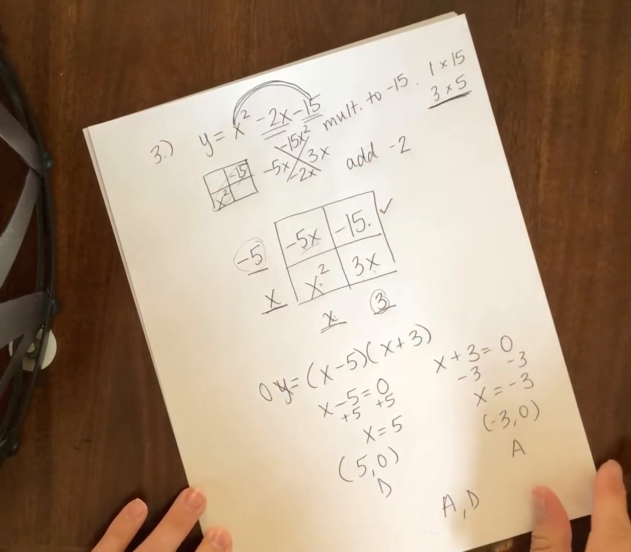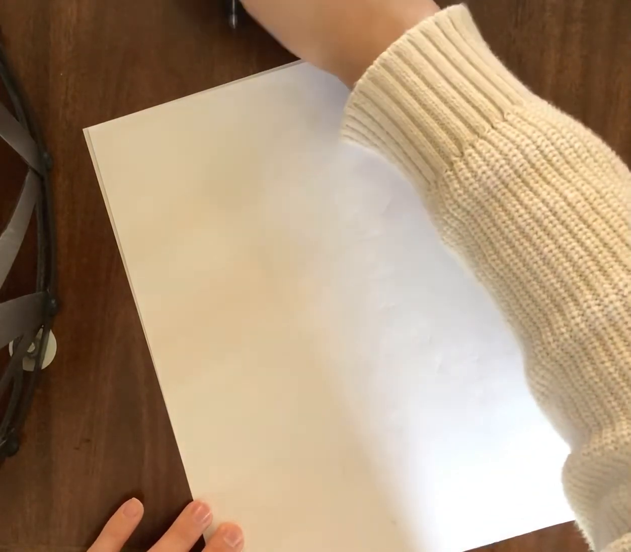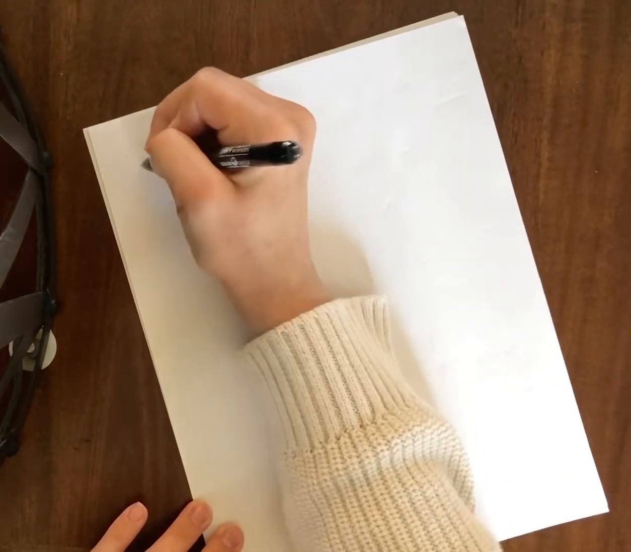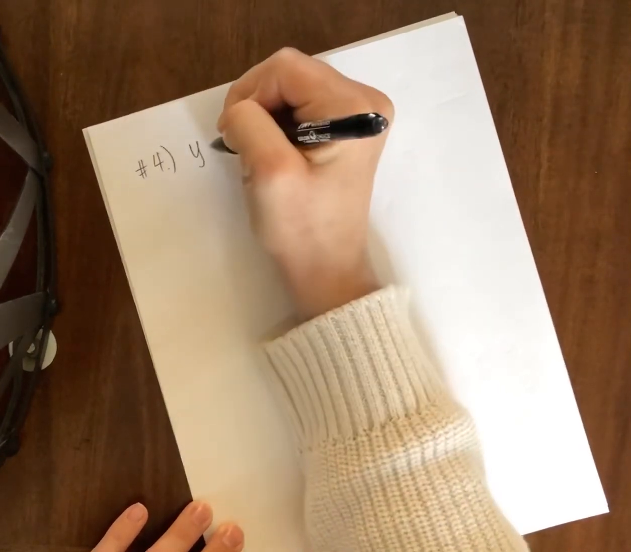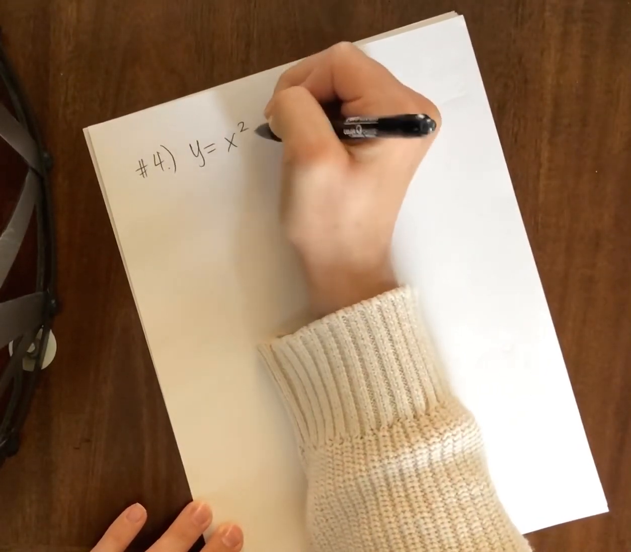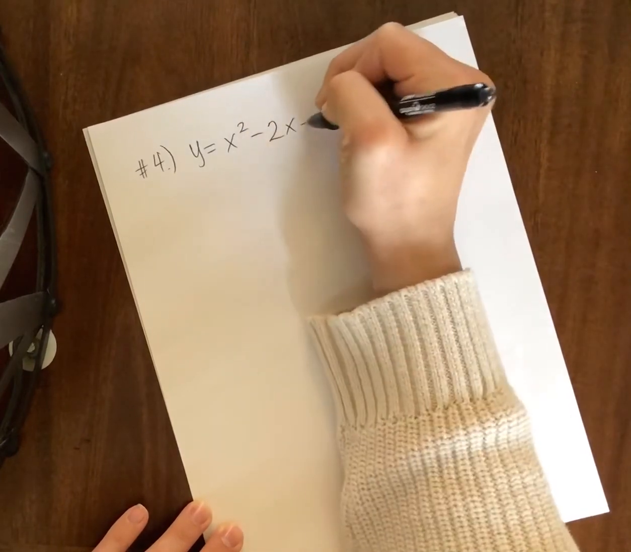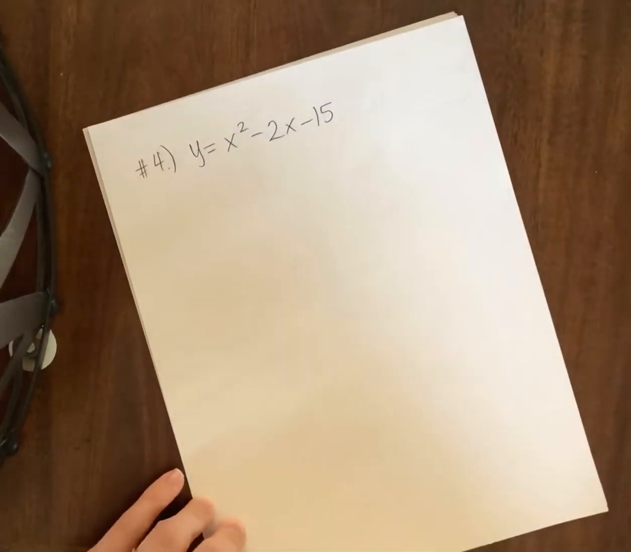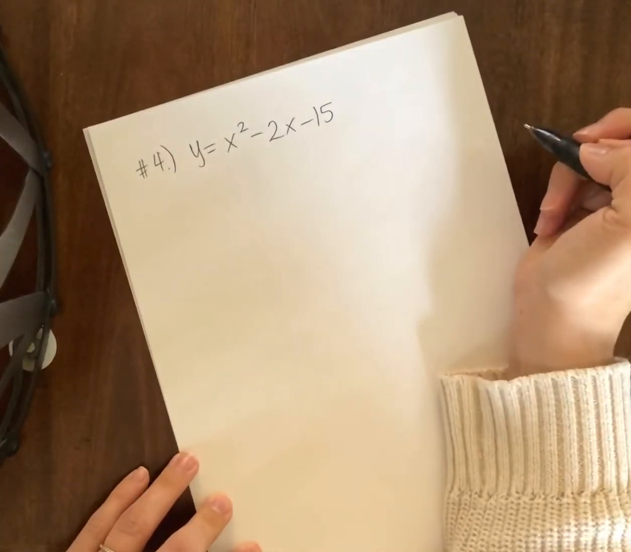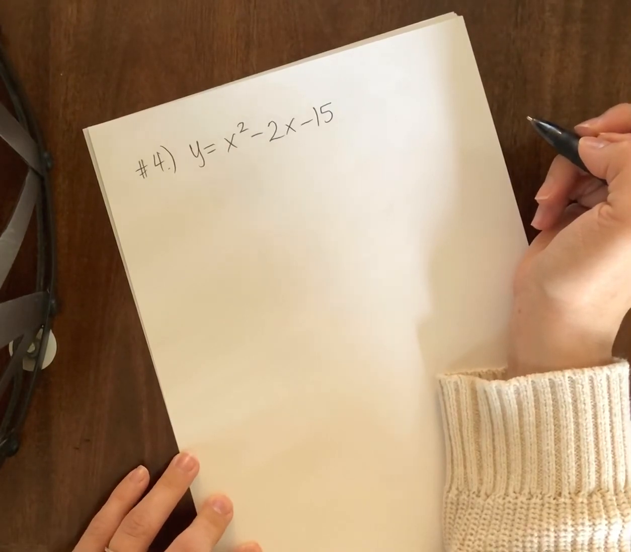Okay, all right, let's do number 4. So hopefully that helps, walking through there. Number 4 says, for this equation, y equals x squared minus 2x minus 15, and it asks you, what is the vertex?